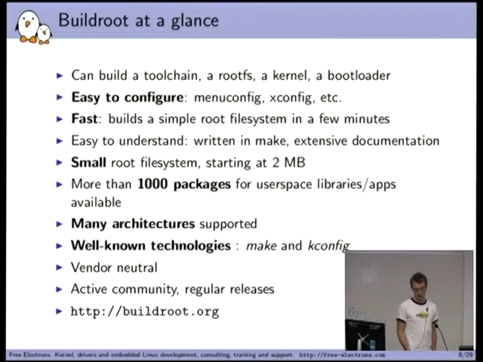It's very easy to understand because it's written in Make and it is pretty good documentation. Of course, it could be better, but we have good documentation, I believe. The default file system that it builds weighs 2 megabytes. So when I say small, I really mean small. It just contains a small C library, which is uClibc, and BusyBox, and that's all. And then you can add more stuff on top of it, but at least you start with something small.